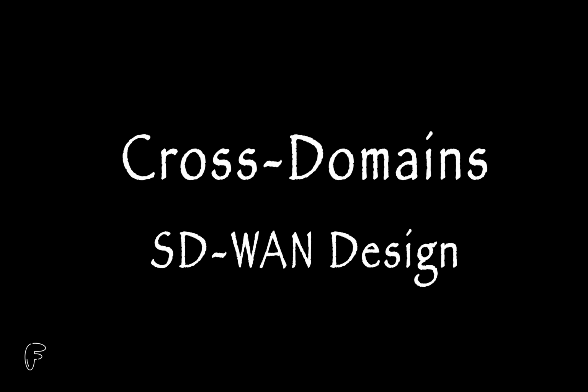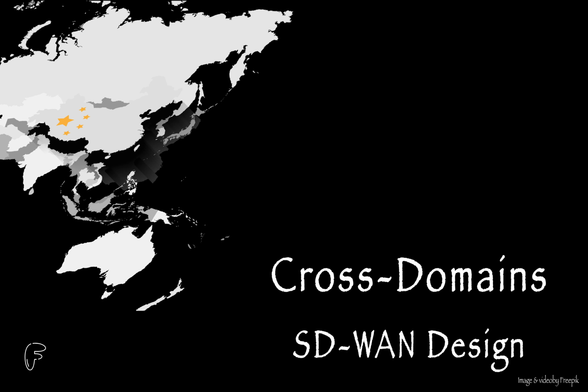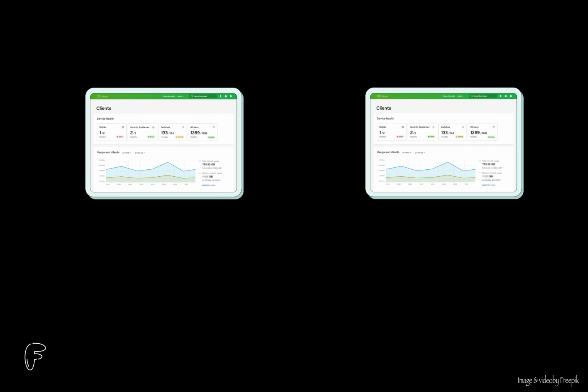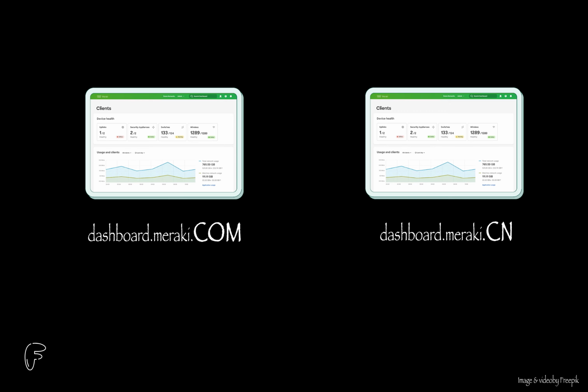Hi, in this video I will cover integrating SD-WAN sites within mainland China into the global SD-WAN domains. As of the recording of this video, Cisco Meraki has two dashboard instances, one for global customers, which is dashboard.meraki.com, and another one for mainland China, which is dashboard.meraki.cn. And Meraki built the .cn service to comply with Chinese regulations.